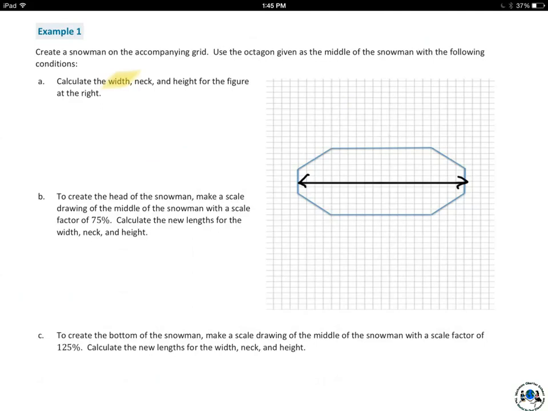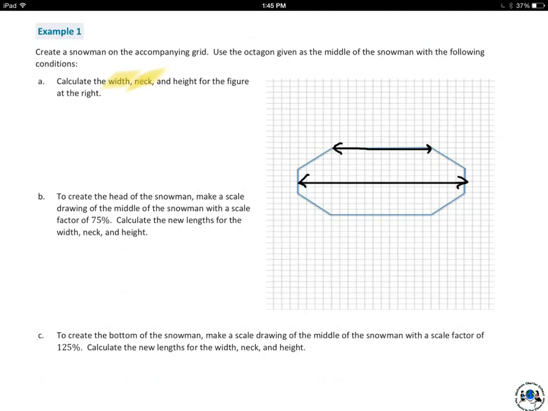So the width is this measurement right in the middle. It's going to be our farthest reaching horizontal measurement, which is shown by that line and those arrows there in the middle. We need to calculate that first, and we're going to use our boxes here to help us out. And then that is our neck. The neck right there you can see, and again we're talking about this octagon here, which has some names to its points.